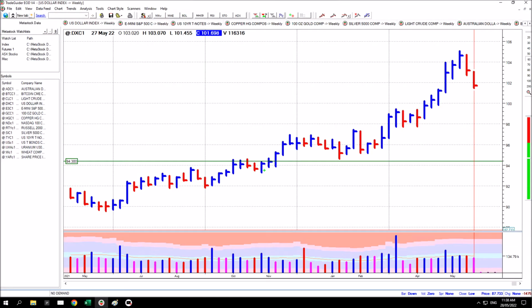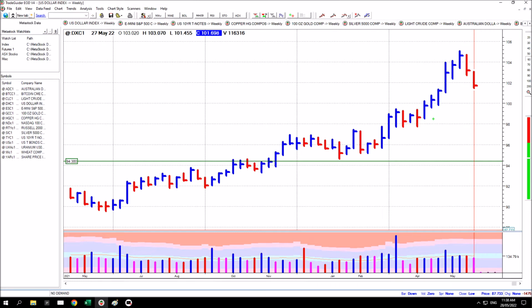And as usual, the first chart we look at is the US dollar index. I look at that first because it's associated with so many markets, so many commodities and currencies have a relationship with the US dollar, and it affects their movements considerably.